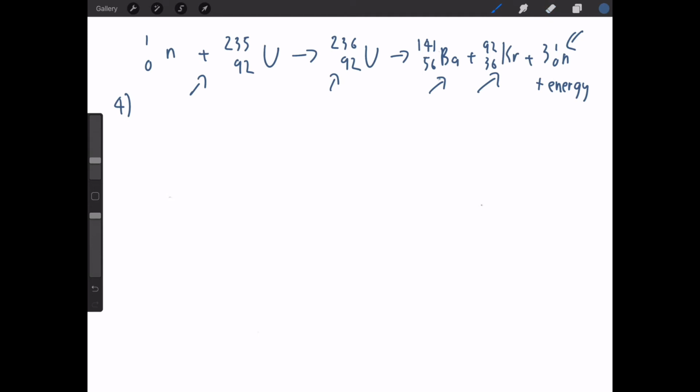Explain what happens in the process of nuclear fusion. So this is somewhat different. We don't need to go into the details, but essentially light nuclei, something like hydrogen, join to form a heavier nucleus.